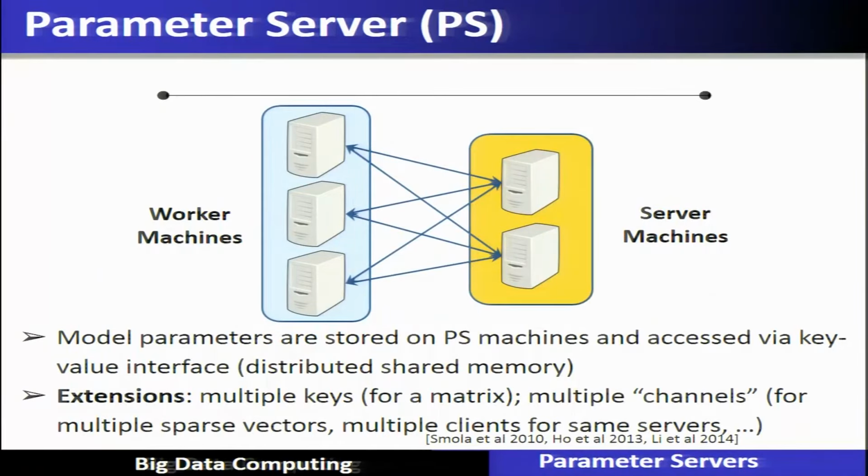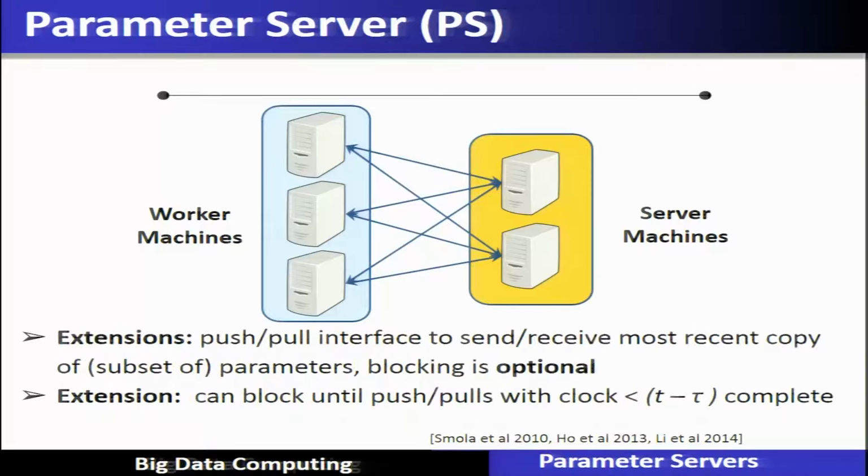So let us understand more about the parameter servers. In Spark, a parameter server comprises server machines and worker machines. The model parameters are stored in the parameter server machines and accessed via a key-value interface, as per the distributed shared memory. Extensions of it include multiple keys for matrix operations, multiple channels for multiple sparse vectors, and multiple clients for the same servers.